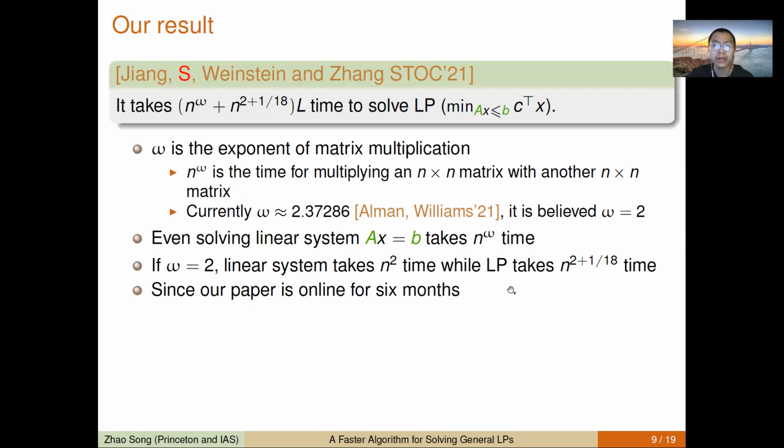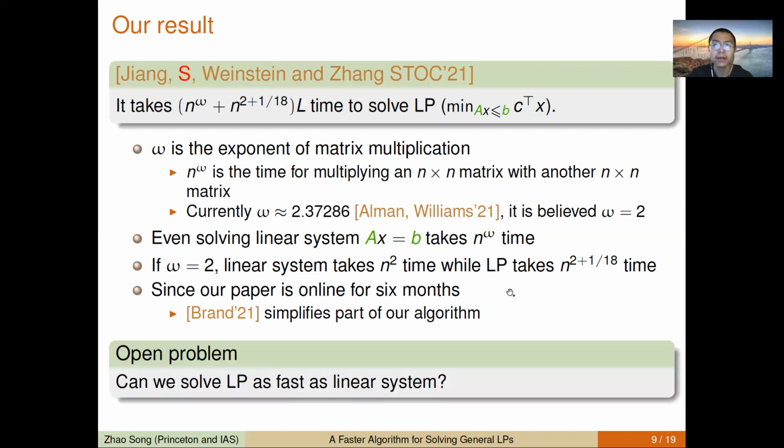Another very remarkable result I want to mention is that since our paper has been online for 6 months, Brand has simplified part of our algorithm. However, the running time remains the same. So a very interesting question is whether we can actually solve LP as fast as a linear system. Mathematically, can we completely remove this additive term 1/18? This question remains open. We don't know how to do it yet.